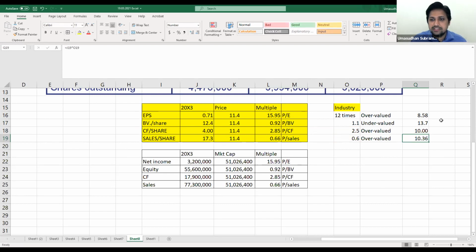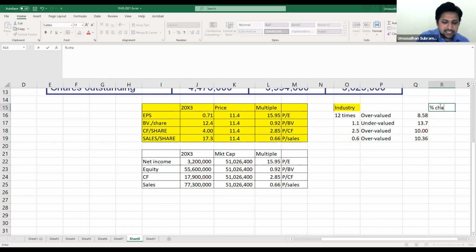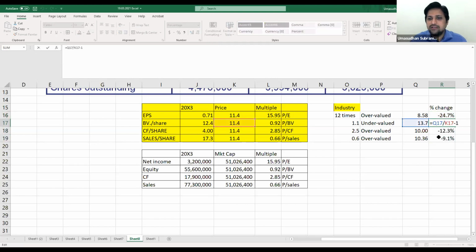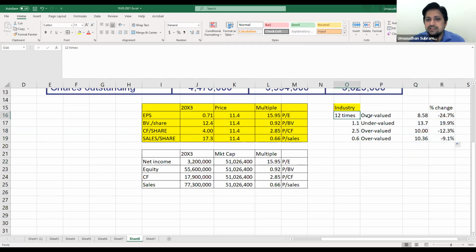So I'm trying to understand what is the percentage change. Estimated percentage change is basically the new price divided by old price. So you're expecting the stock price to come down by 24%. Here go up by 20%, come down by 12.39.1. We make the decision in this case maybe based on PE, because we think in this industry we mainly look at PE.